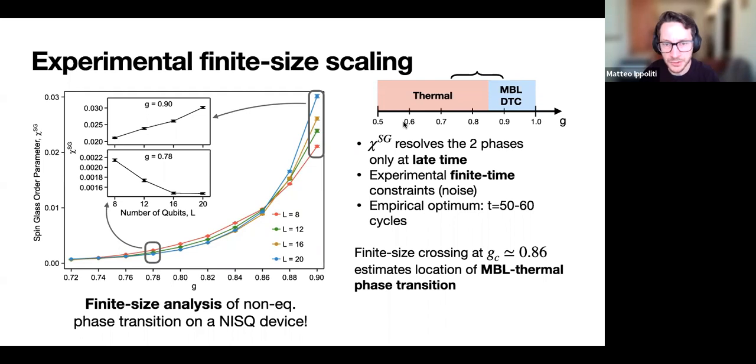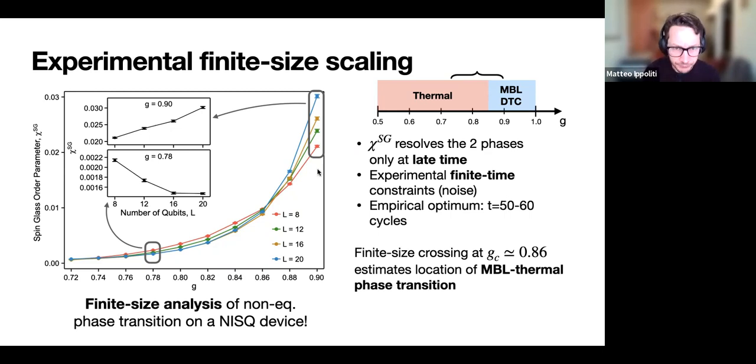so I guess some considerations first, because this is intrinsically dynamical, you have to make this measurement at some particular time. Ideally you would want to wait for an infinitely long time where all the transients have died out, but of course with decoherence you can't do that, or your system will have completely decohered. So empirically, an optimum that works well within these constraints is measuring at about 50 to 60 cycles in the problem.